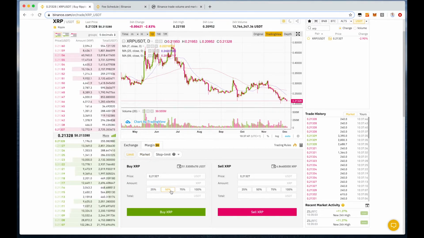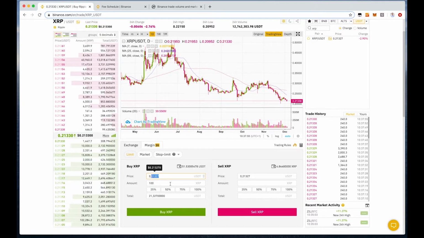I could also do a limit order here. Let's say I want to invest 50%. I could also change it manually. Let's say I want to buy 100 XRP, and I can say, okay, if the price drops to 19 cent, I want to buy them.